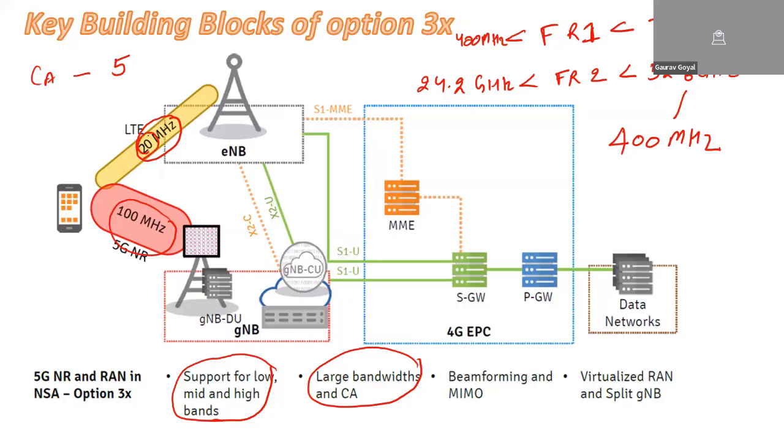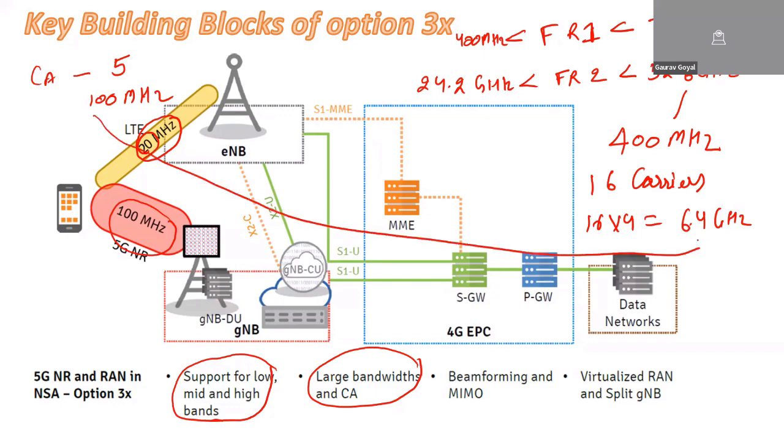So maximum bandwidth can be 100 megahertz in case of LTE. But in case of 5G, in some books, it's written that 16 carriers can be aggregated. So our maximum bandwidth can go up to 16 into 4, that is 6.4 gigahertz, right? So you can see here that from 100 megahertz to 6.4 gigahertz, what a massive rise between LTE and 5G.